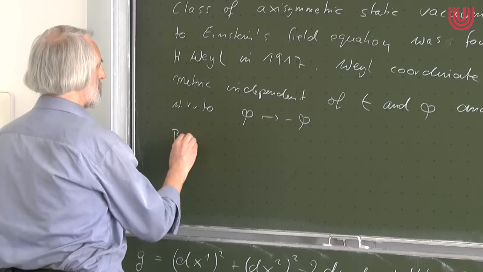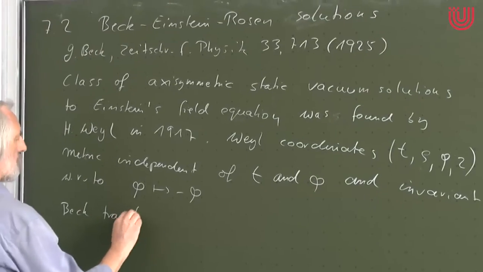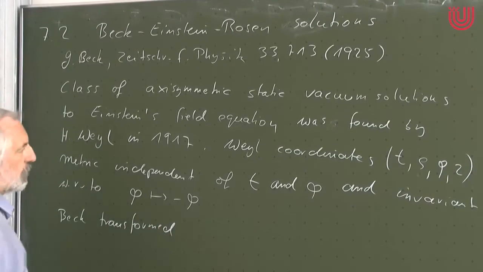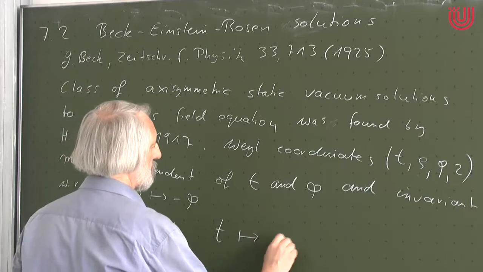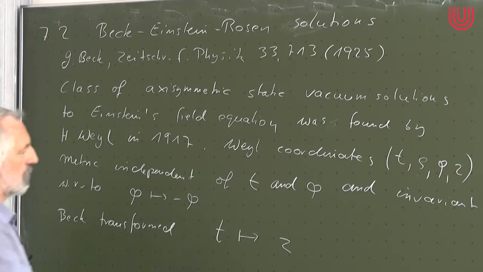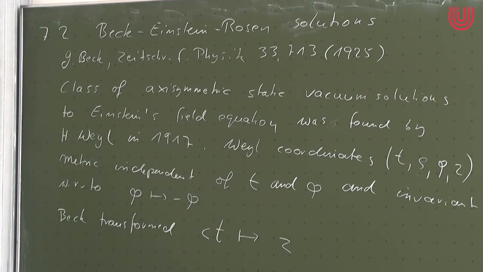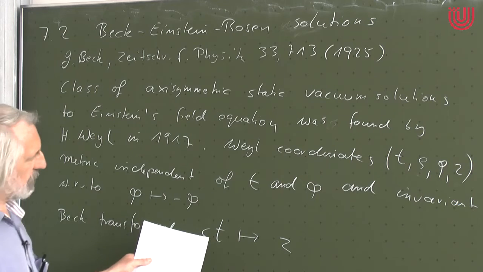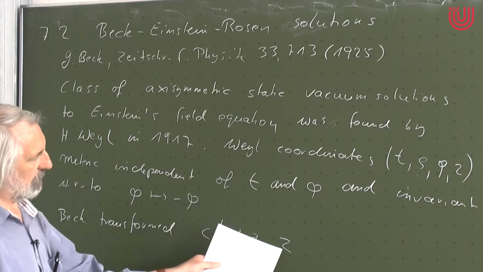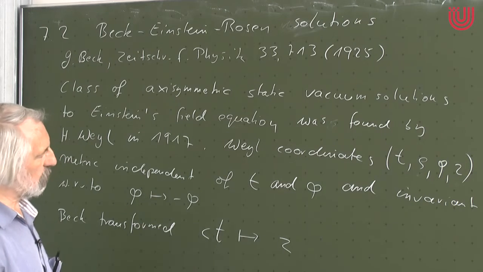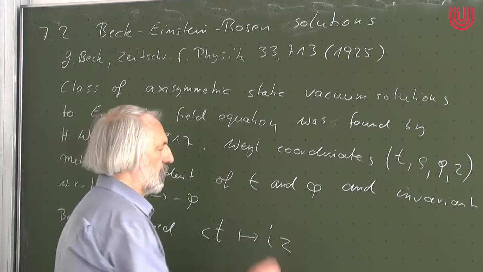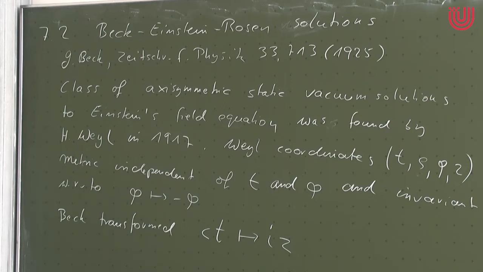So what Beck did, Beck transformed, roughly speaking, he transformed t into z. Well, first of all, they have different dimension. So let's put a c here. Then both have the dimension of a length. Then it works better. And this would make a time coordinate, this would make the spatial coordinate z into a spatial coordinate t. So in order to have the causal character preserved, that z should be a spatial coordinate and t a temporal coordinate, he put an i there, which doesn't make any problem for Einstein's field equation.